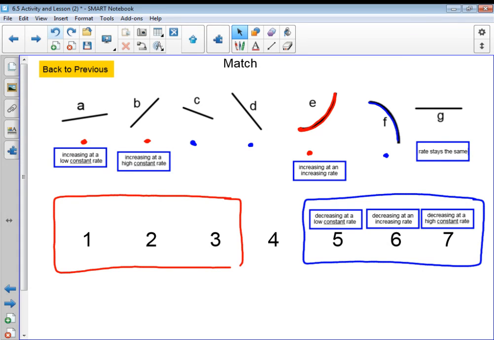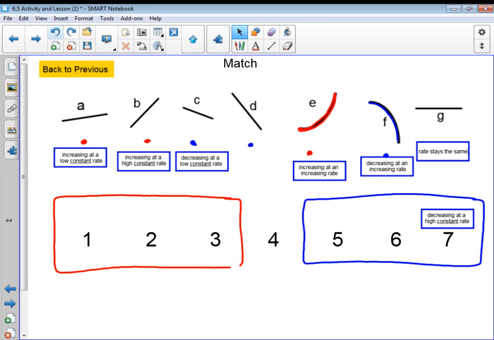Okay, so now for 5, 6, and 7 is our decreasing. So they're going to look very similar to our A, B, C, and E. So decreasing at a low constant rate, that's where it's going to be kind of a low slope. So that matches that one. Decreasing at an increasing rate, that's the one where it's going to be decreasing and it's going to decrease, changing in speed over time. So that's matching this one right here, letter F.